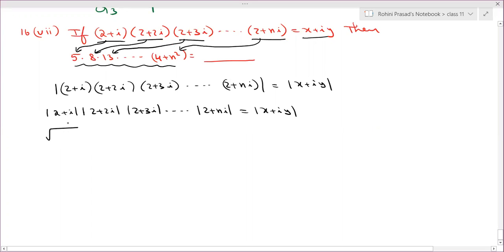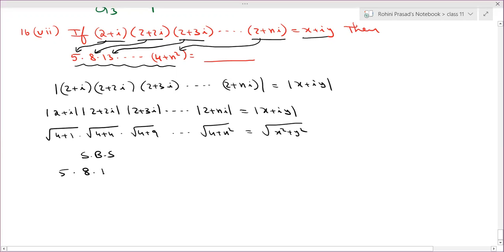So this is under root 4 plus 1, under root 4 plus 4, under root 4 plus 9, and so on, under root 4 plus n square, equal to under root x square plus y square. But we want the square of the LHS, so squaring on both sides, this will be 5 into 8 into 13 and so on into 4 plus n square equal to x square plus y square.